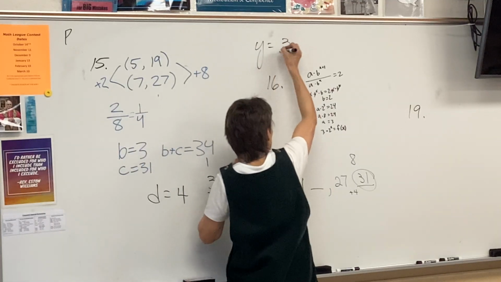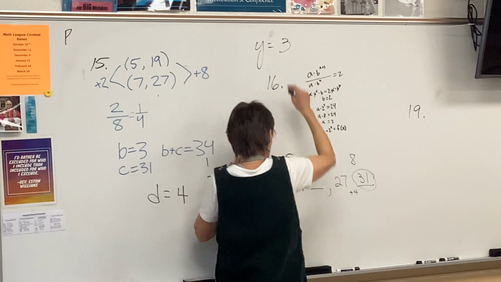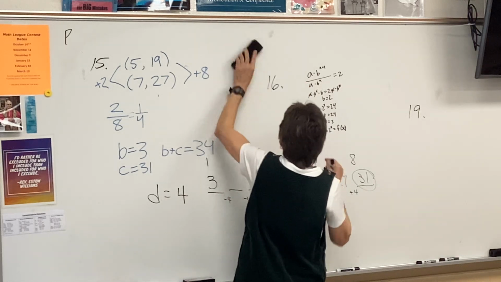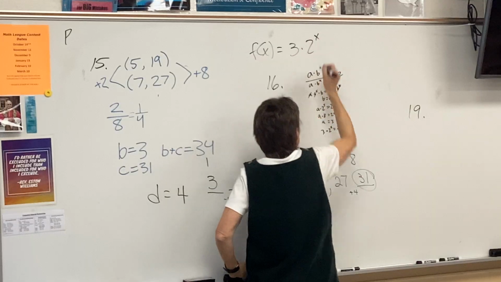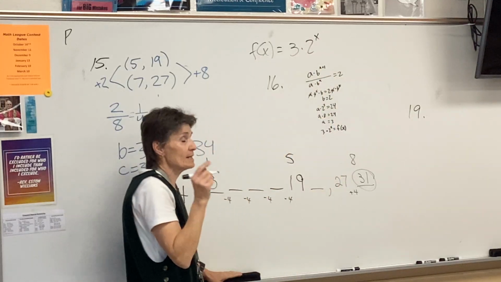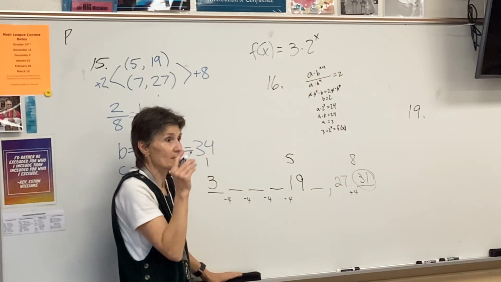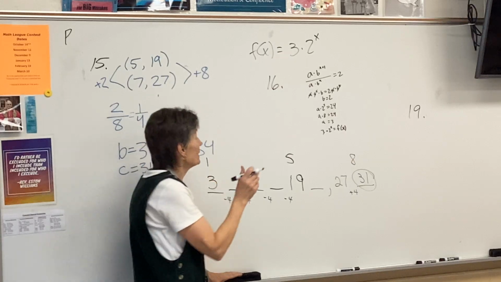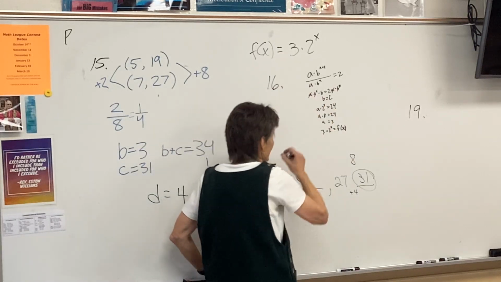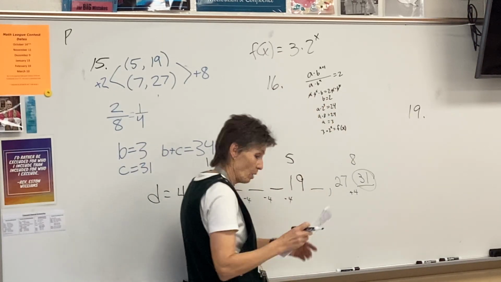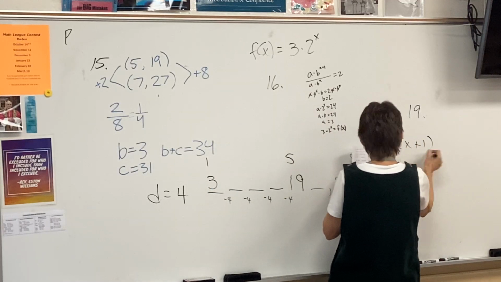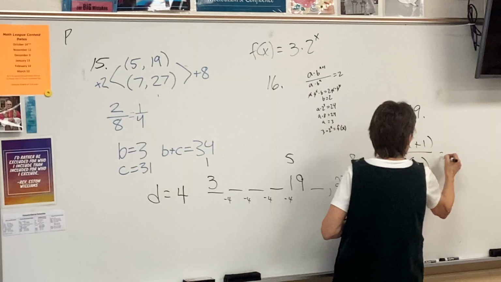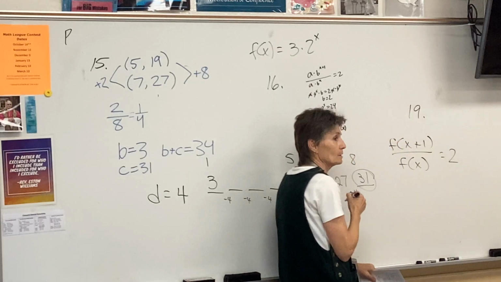Y equals 3, for f of x equals 3 times 2 to the x. And how did he know his ratio or his base was 2? Well, he looked at what was given, which always looks so tricky, but it's very, very easy. He was told that was 2.